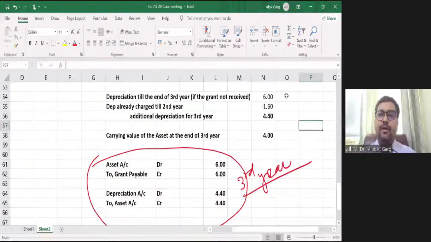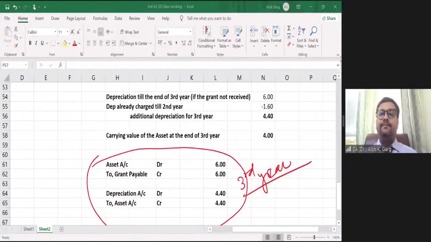Shraddha, I hope you are clear on this now. Thanks, Tejal. Shraddha, is it clear to you? Yeah.